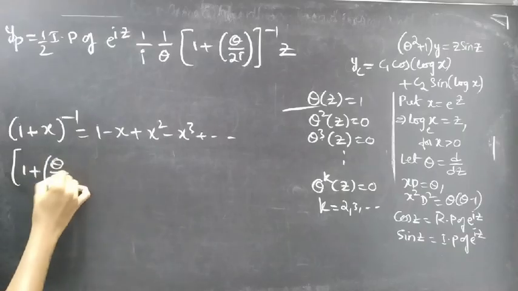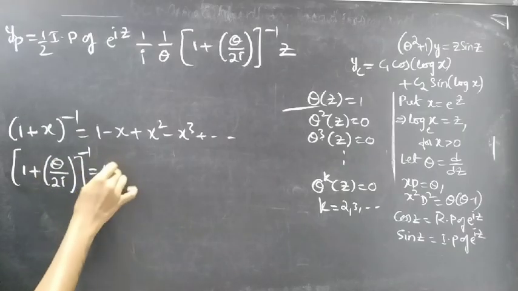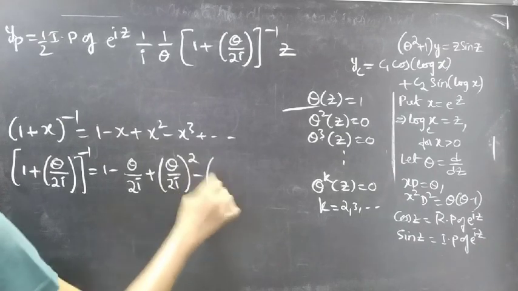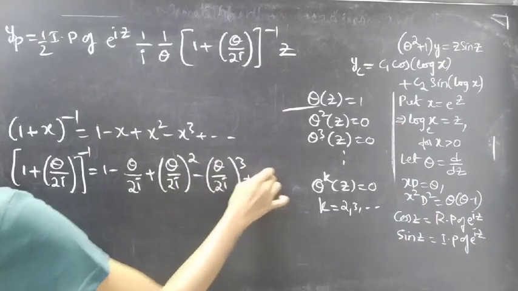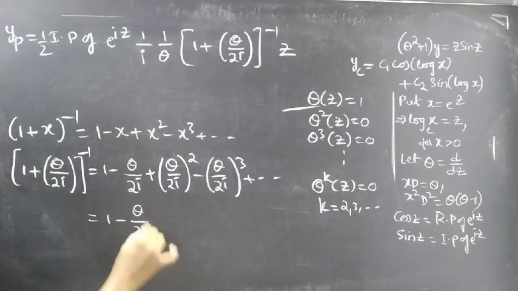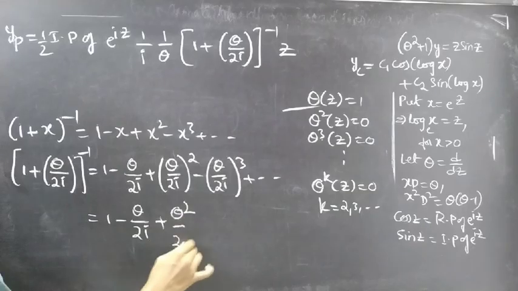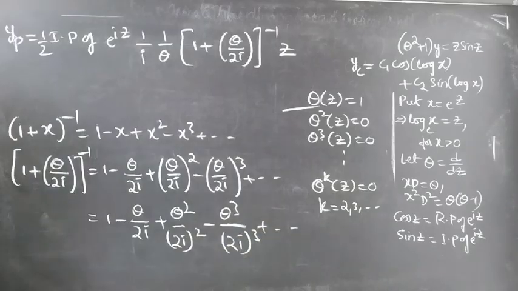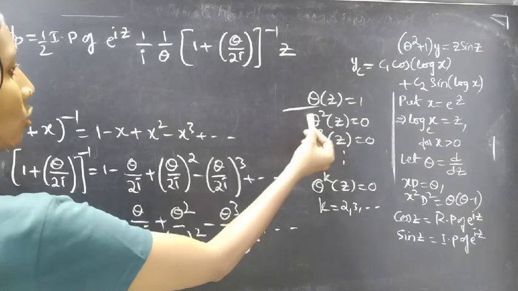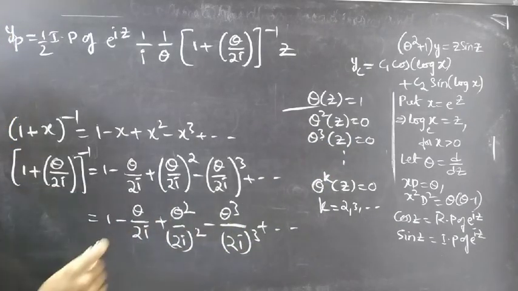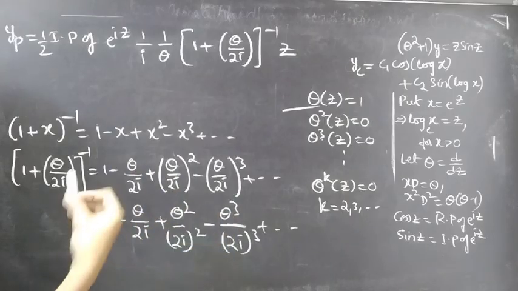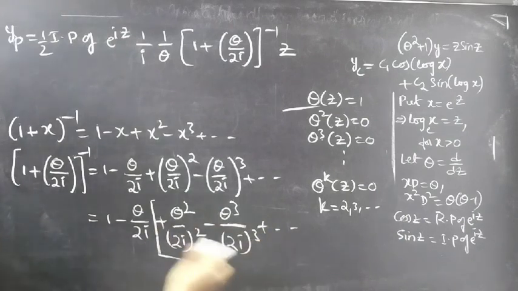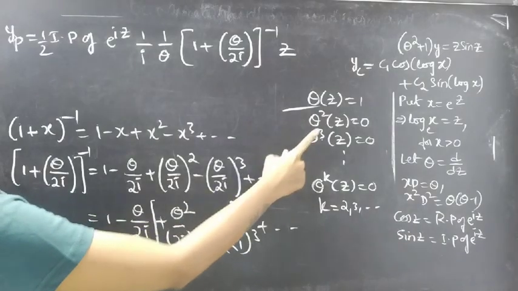(1 plus D by 2i) whole inverse equals 1 minus D by 2i plus (D by 2i) whole square minus (D by 2i) whole cube plus so on. This equals 1 minus D by 2i plus D square by (2i) whole square minus D cube by (2i) whole cube plus so on, right? Since we know that the derivatives of z from D square onwards are 0, the higher derivatives D square, D cube can be omitted. So we can neglect all the terms from here because they contain higher derivatives D square, D cube and so on, right?